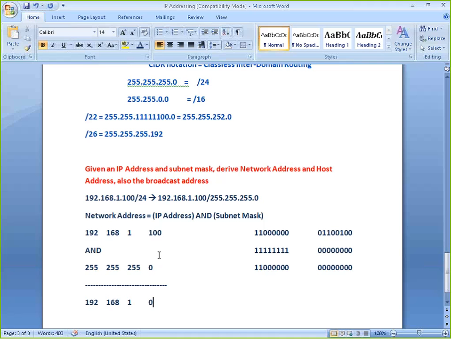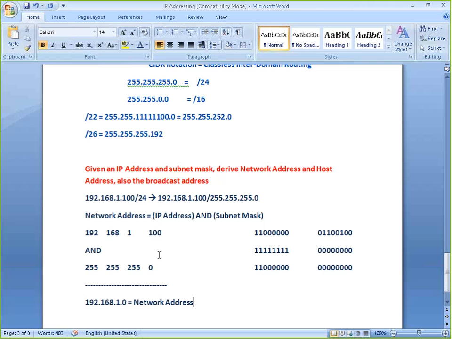Do you understand that? Okay, so bottom line is, this value that you get, that is 192.168.1.0, this is going to be the network address. Do you understand this now? Okay, this is how you calculate the network address. So the network address is calculated by ANDing the IP address and the subnet mask. So when you AND the IP address and the subnet mask, the resultant value that you get is the network address.